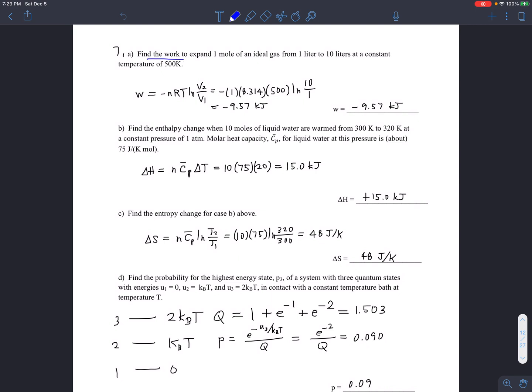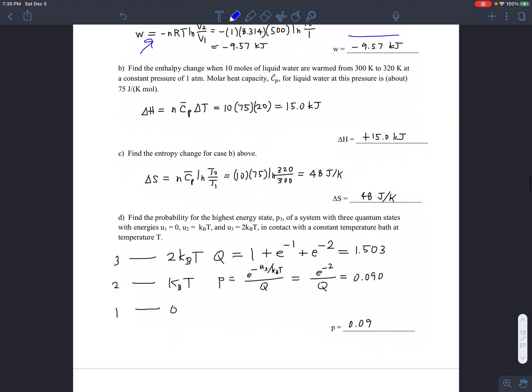7a says, find the work to expand 1 mole of an ideal gas from 1 liter to 10 liters at a constant temperature of 500 K. So that's a constant temperature, reversible expansion of an ideal gas. The formula for that, it's just a plug-in problem. The formula is minus nRT log V2 over V1. You plug the numbers in. 1 mole, temperature of 500 K, and V2 is 10, V1 is 1, and that gives you minus 9.57 kilojoules.